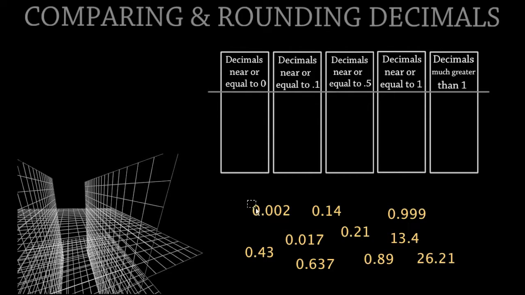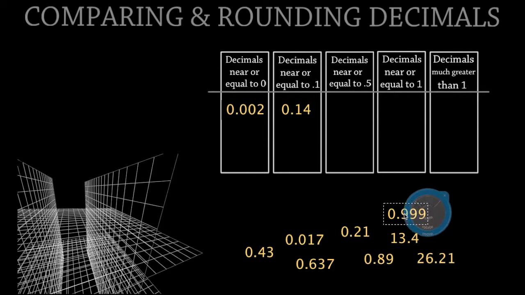So here I have 0.002. That number is very small. It's almost 0. So I'm going to move it up in here to near or equal to 0. I have 0.14. That's close to 1/10, just a little bit over 1/10. I have 0.999. That's actually almost 1. This is 9/10, or you could say 99 hundredths, or the number is actually 999 thousandths. It's very close to 1 whole. So I'm going to put it here.